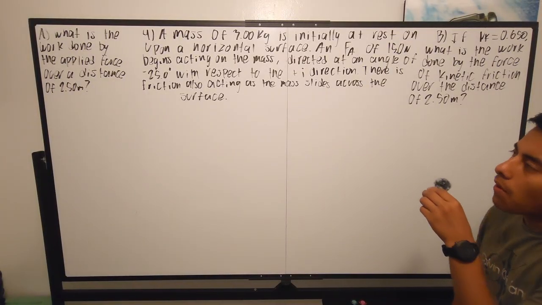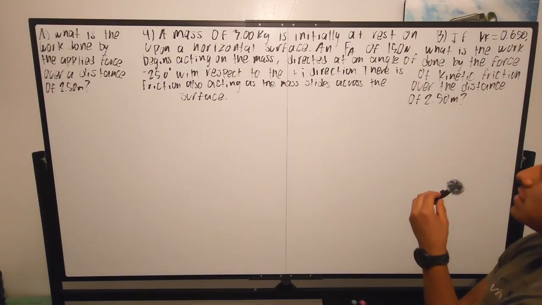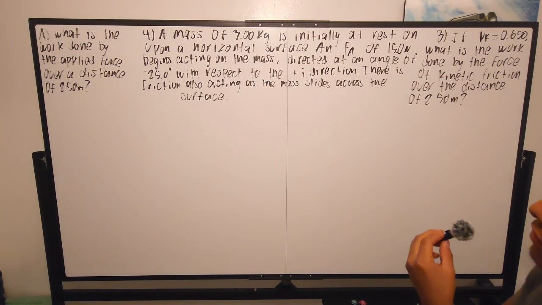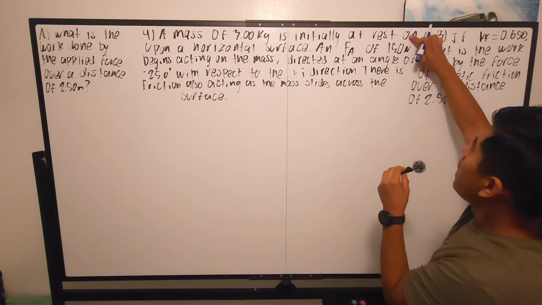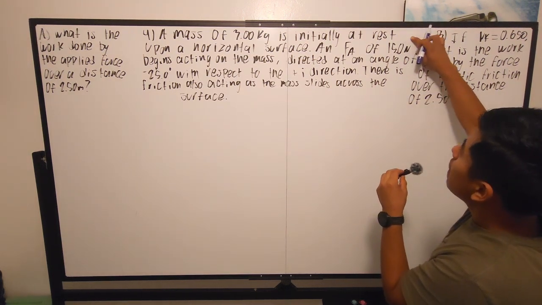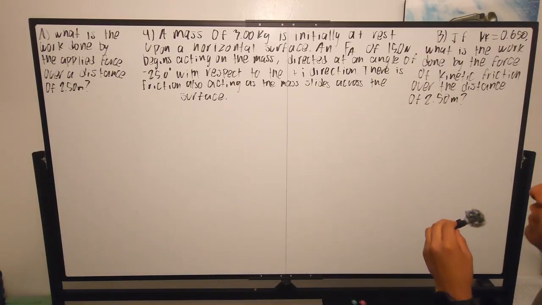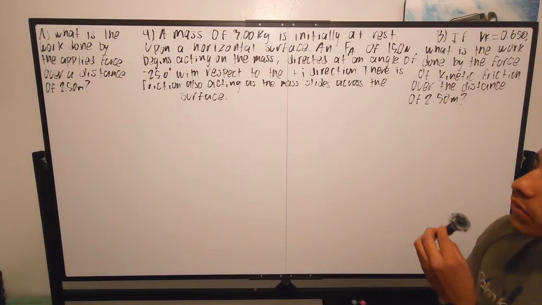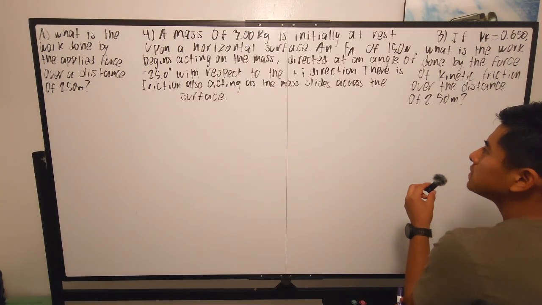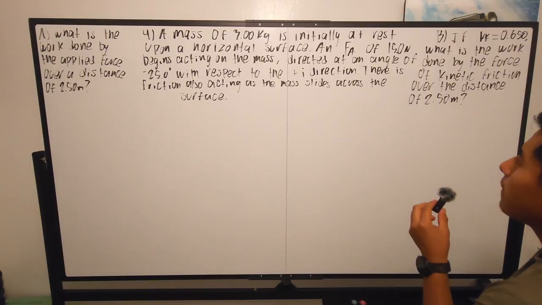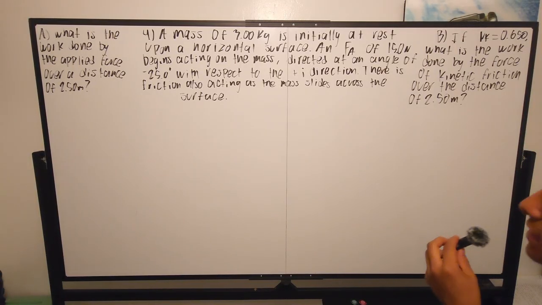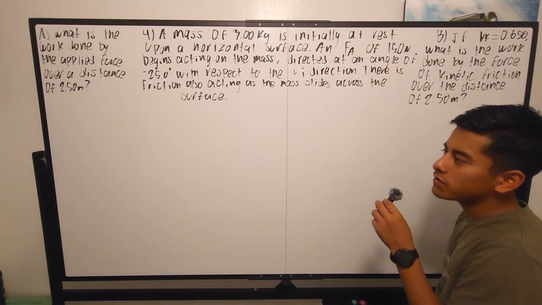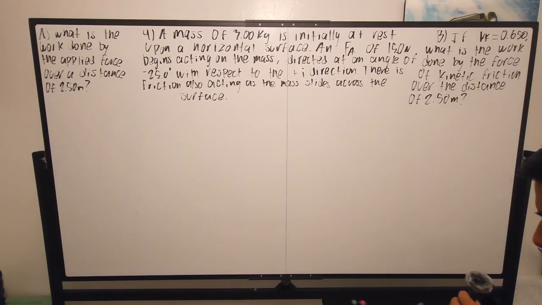Moving on to problem number 4. It says a mass of 3 kilograms is initially at rest upon a horizontal surface. An applied force of 15 newtons begins acting on the mass, directed at an angle of negative 25 degrees with respect to the positive i direction. There is friction also acting as the mass slides across the surface. Part A is asking us what is the work done by the applied force over a distance of 2.5 meters.